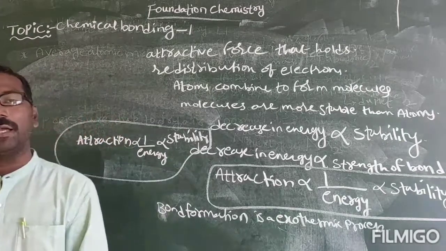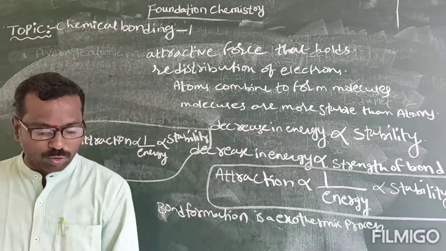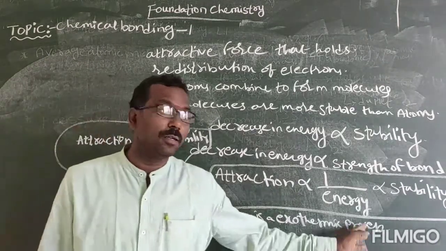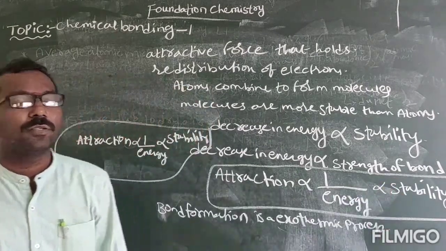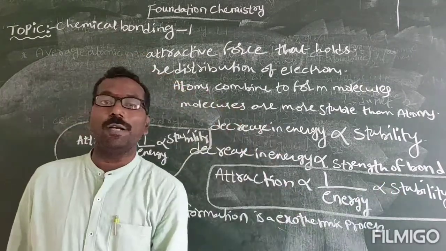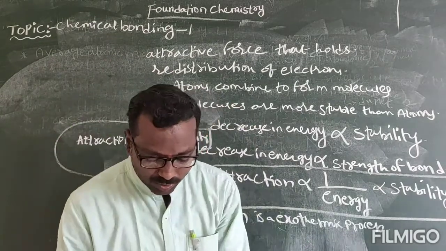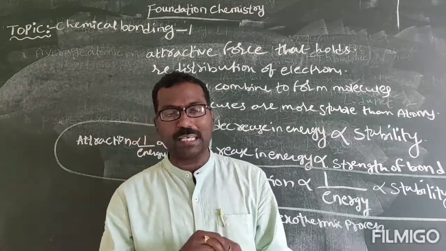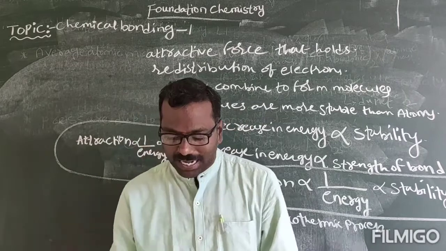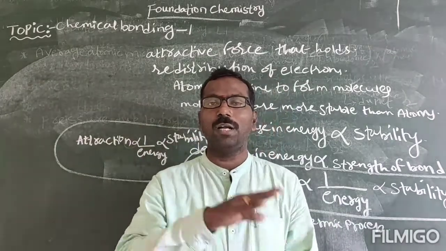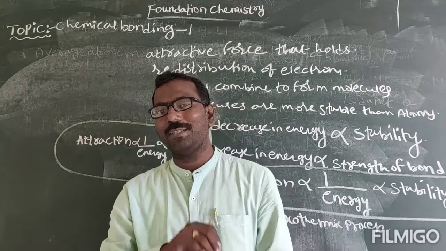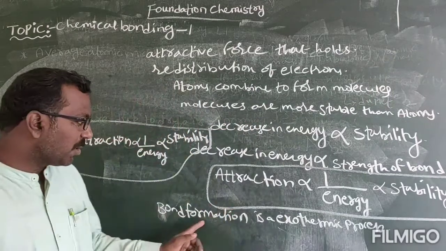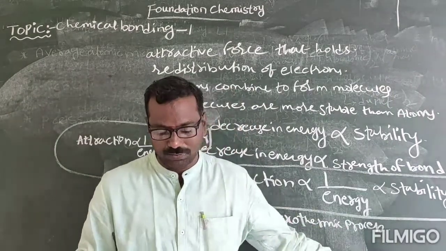Energy tends to be stable. The more stable, what will happen? The energy of the system will be inversely related. So this is the chemical bonding introduction. What I can conclude is that every system tends to be more stable, and bonding is a nature that lowers the energy. When bonding comes, it lowers the energy so that it attains stability. And bond formation is an exothermic process.